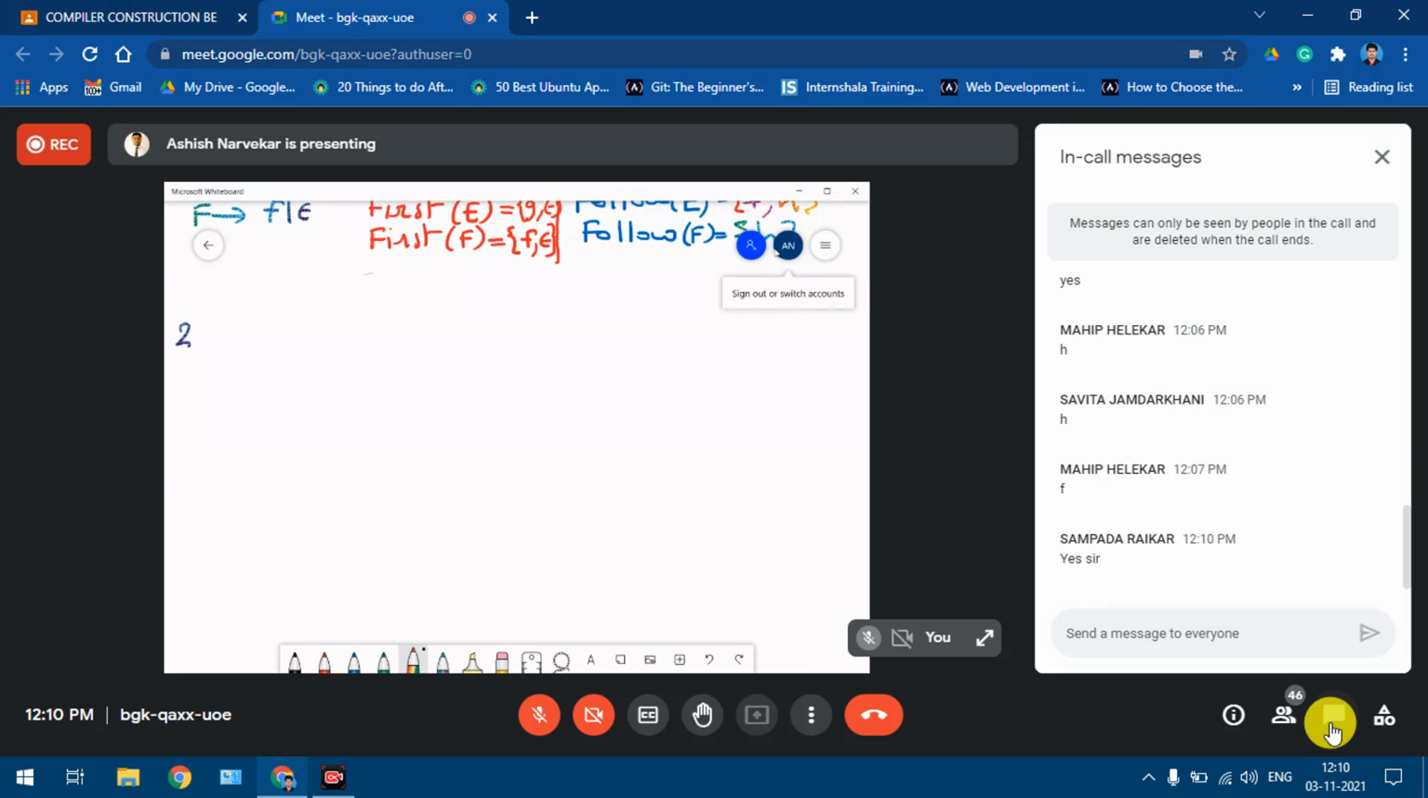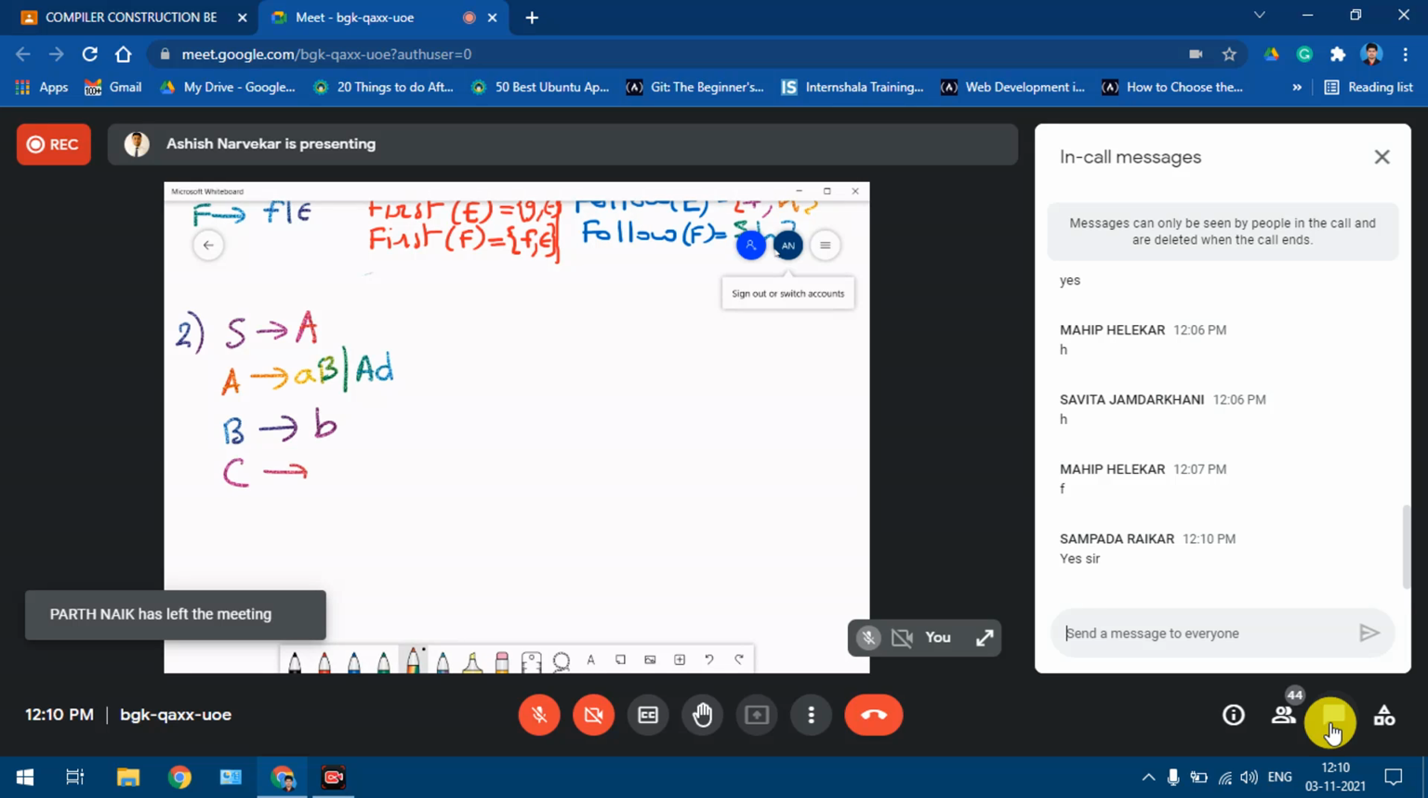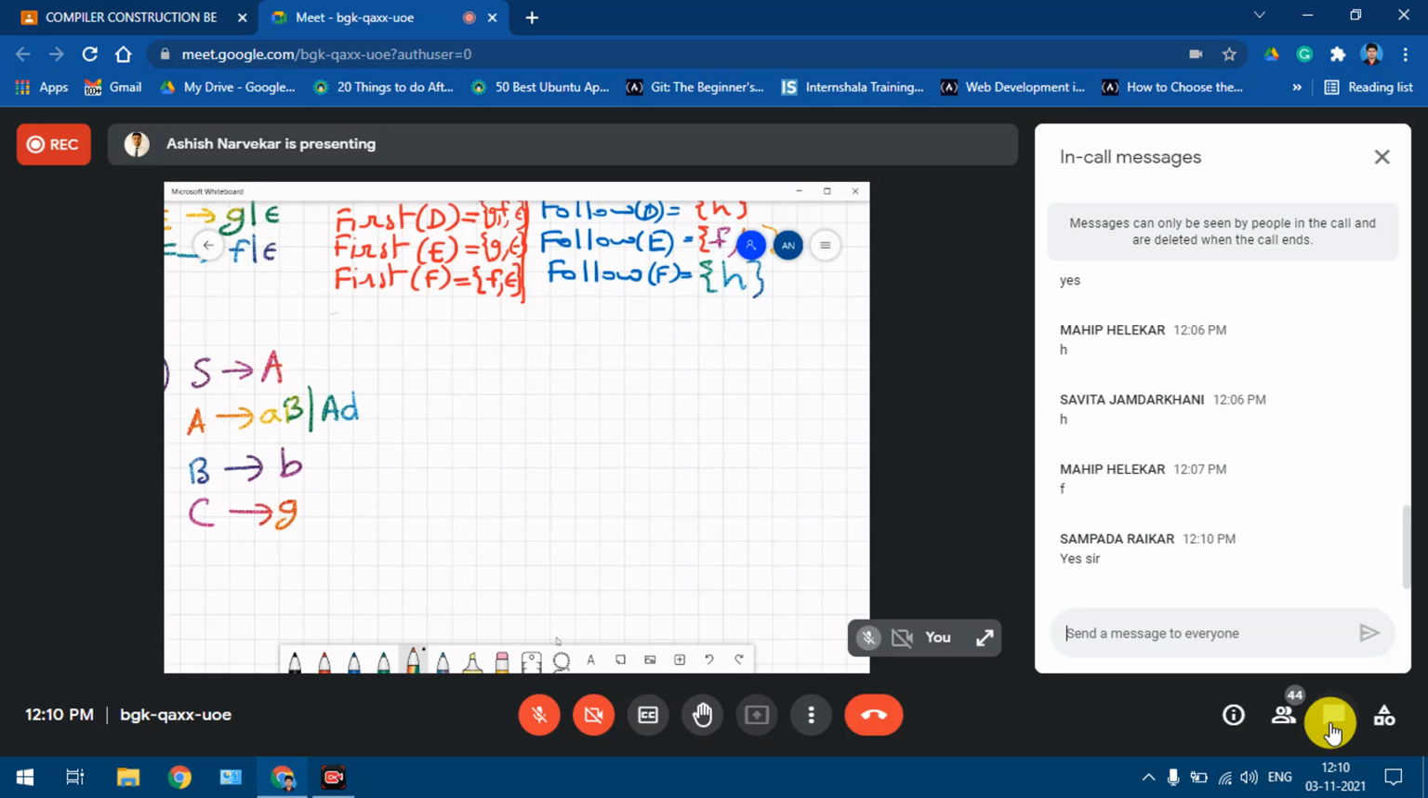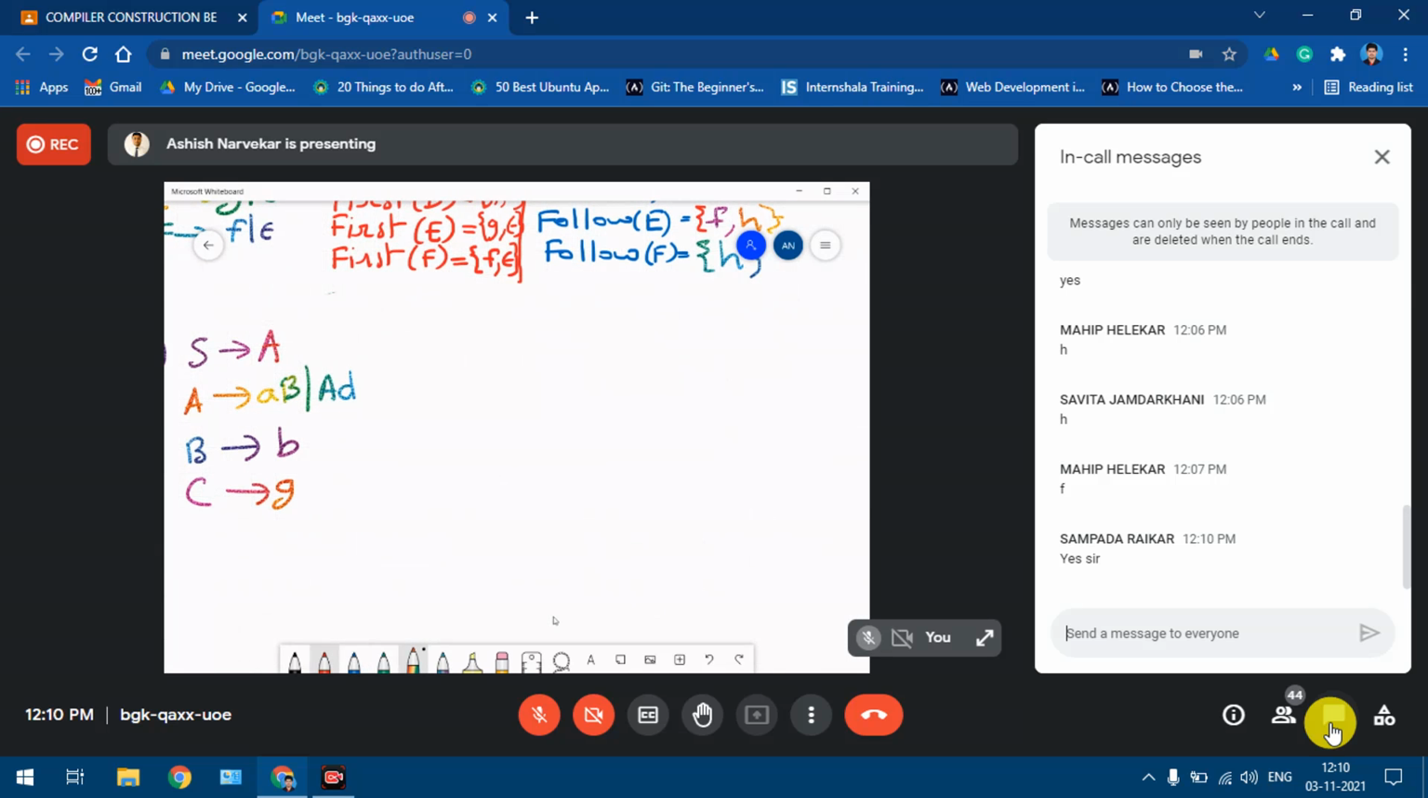So note down the next grammar. Next grammar, we'll just take a smaller one. S derives A, A derives A B or A D, B derives small b, and C derives G. Okay. So now what we need to do over here is find the first and follow. So again we can divide our workspace into two halves. First we'll find the first of each of these.